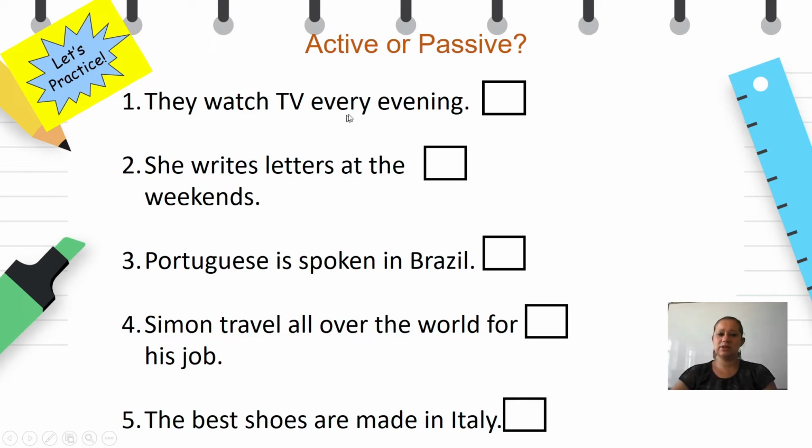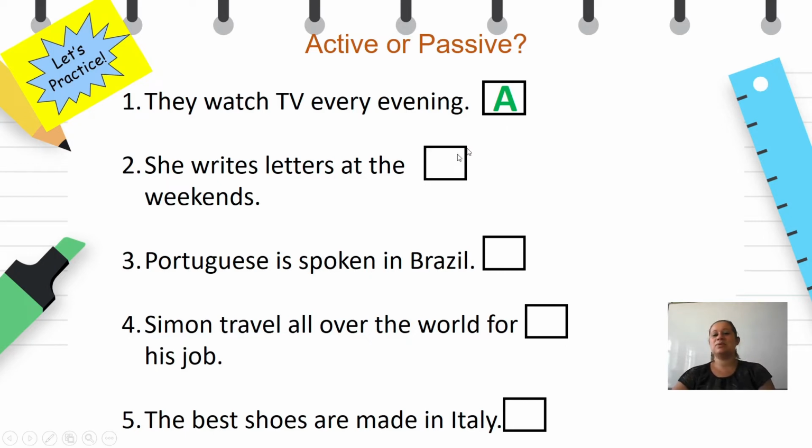They watch TV every evening. Are we focusing on the activity? Are we focusing on the doer of the action? Is the doer of the action important? And so on. So what do you think? Is sentence 1 active or passive? It's active, definitely. They watch TV every evening. It's an active sentence in the present simple tense.